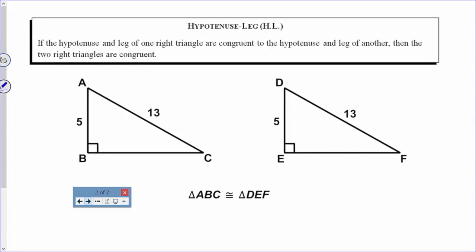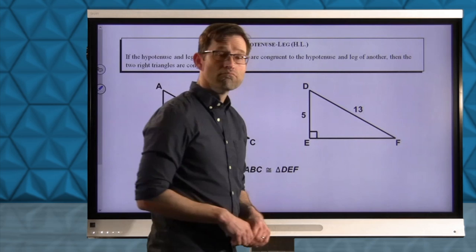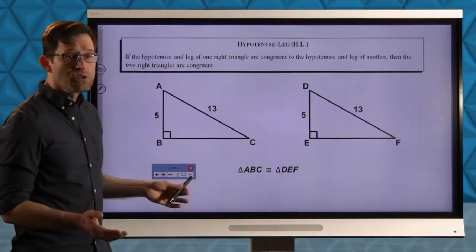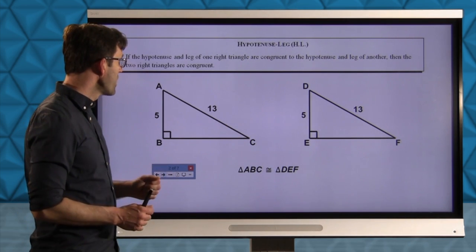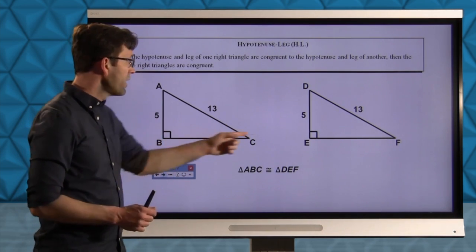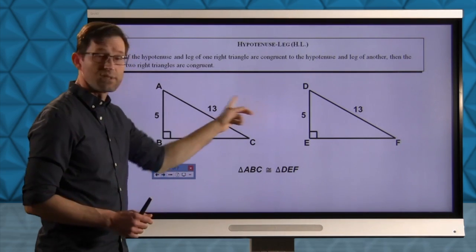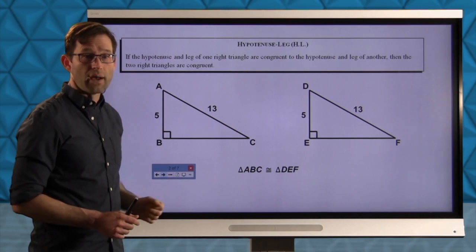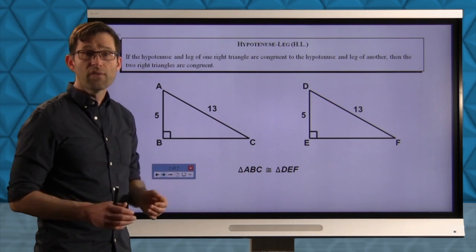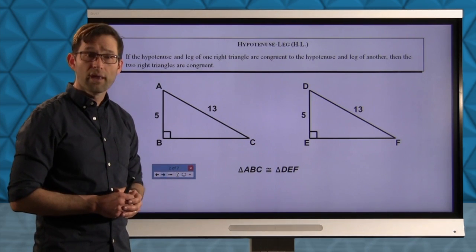If the hypotenuse and leg of one right triangle are congruent to the hypotenuse and leg of another, then the two right triangles are congruent. Just to make sure that you get this, if I had these two right triangles and I knew that these two legs were the same size and that these two hypotenuses were the same size, then I could say that these two right triangles are identical.